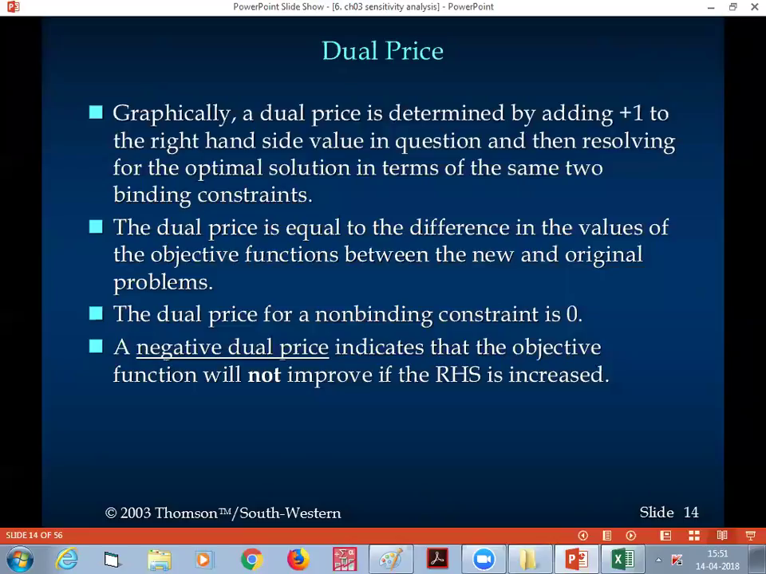The dual price is equal to the difference between the values of the objective functions of the new and original problems, just as we did. The dual price for a non-binding constraint is always 0. And a negative dual price indicates that the objective function will not improve if the RHS is increased. In fact, by decreasing the RHS, we can improve the objective function value.